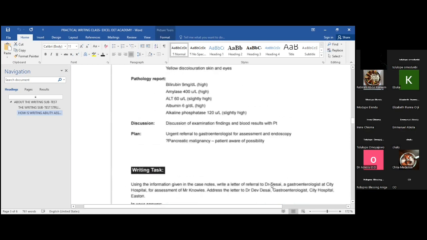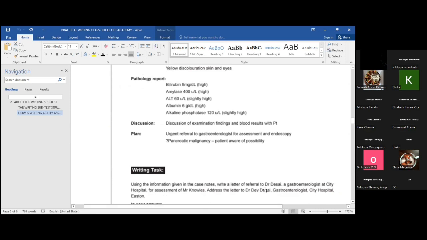Now look at this place. You can see Dr. Desai, gastroenterologist at City Hospital. So when you see this information, look at it again. They said address the letter to Dr. Dave Desai. You can see it here. Gastroenterologist, comma, City Hospital, comma, Eastern.